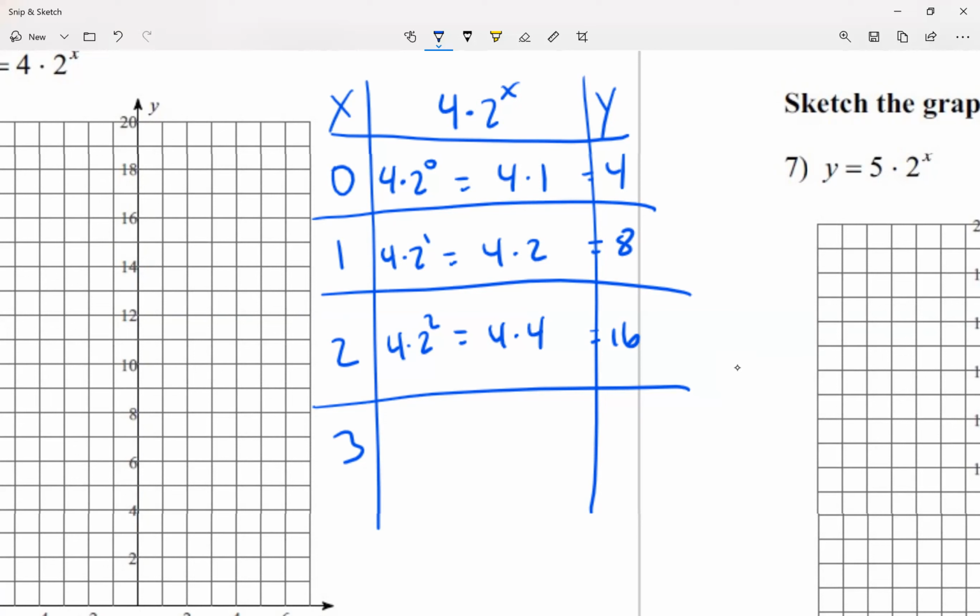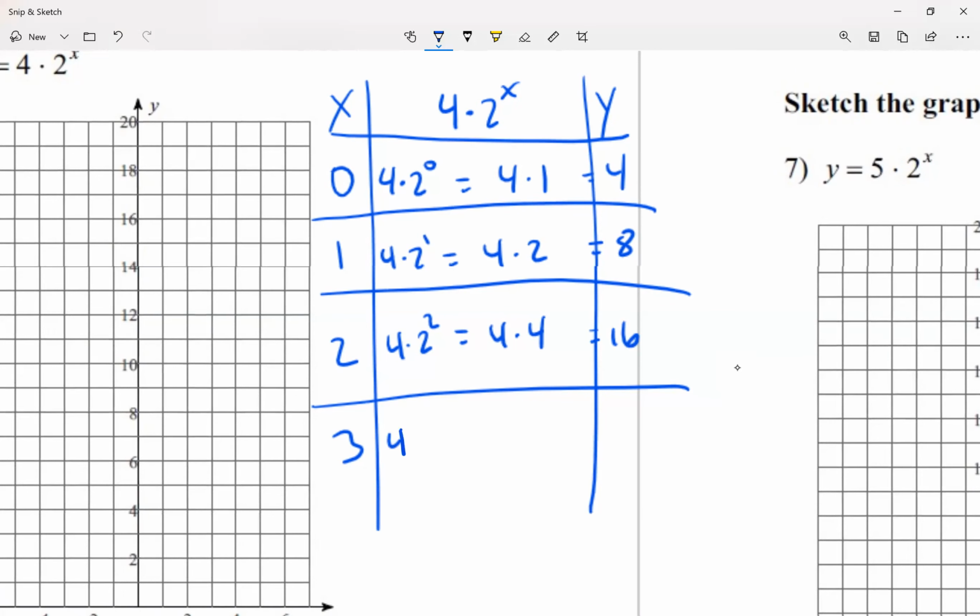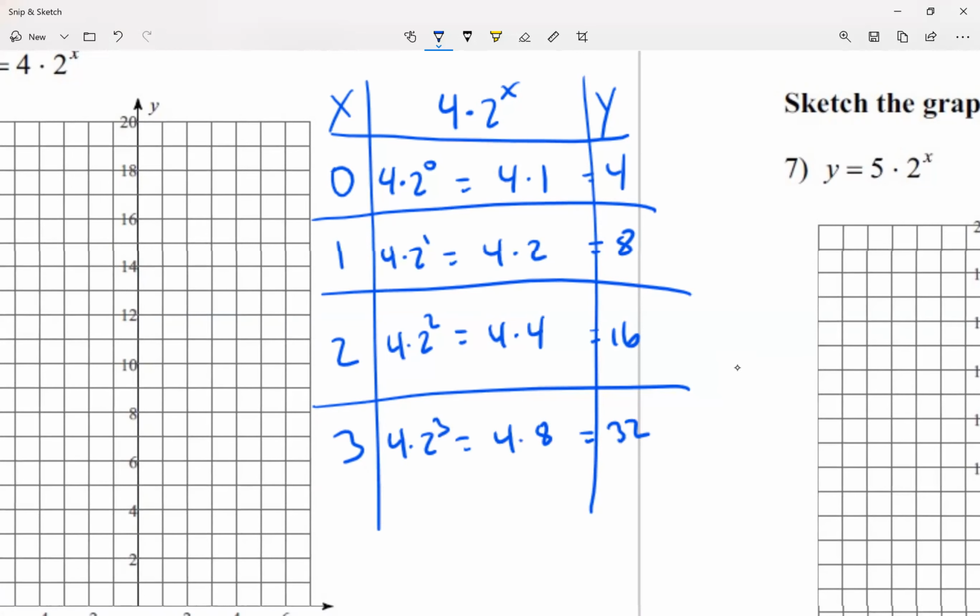Now what if x equals 3? I have 4 times 2 to the third. So basically 4 times 8. That's 32. Okay, so I have points.